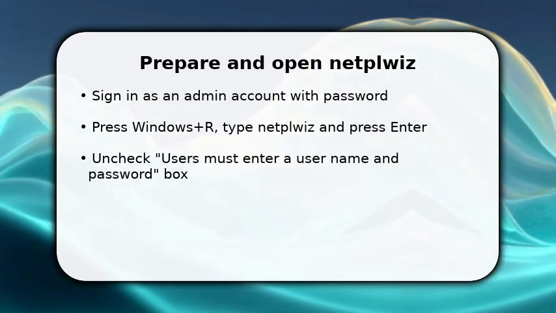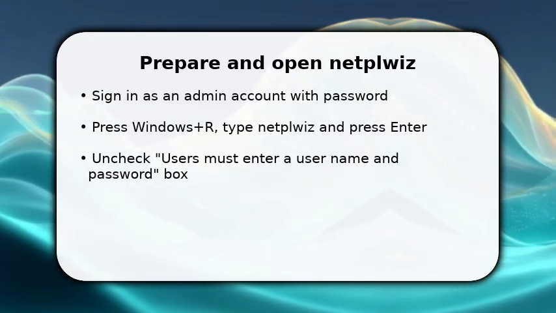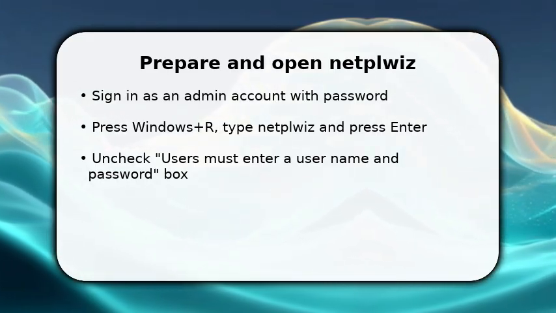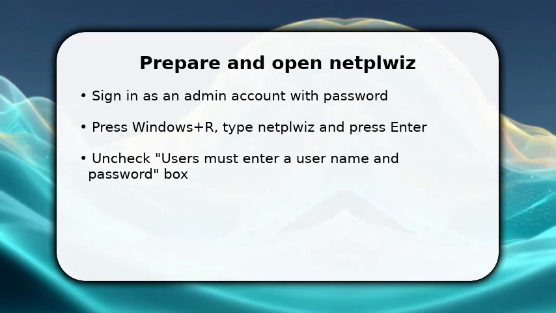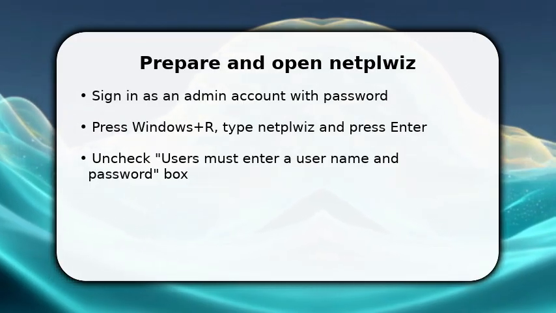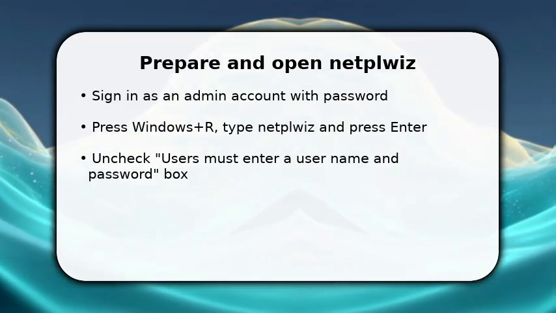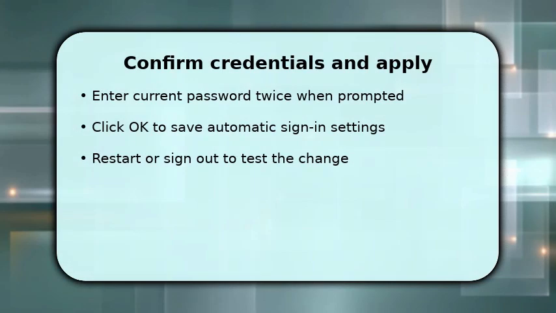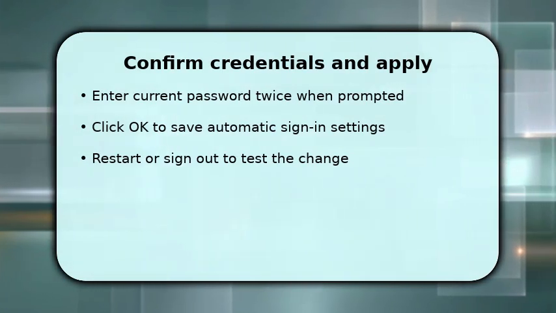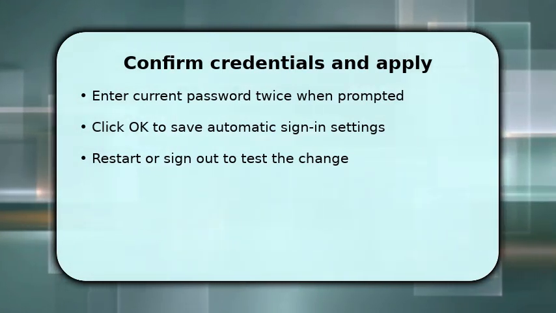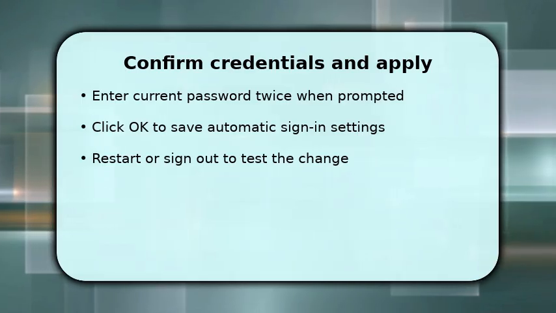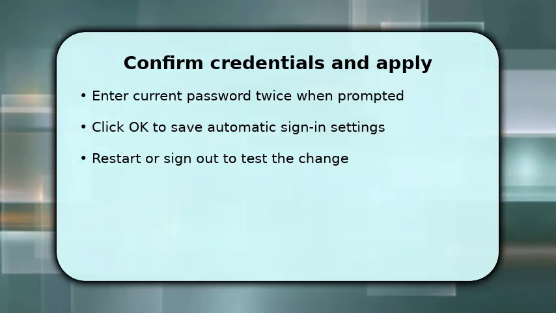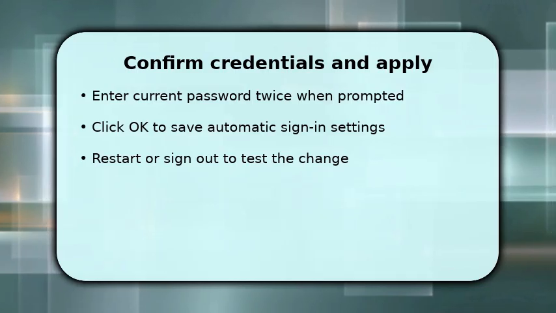Make sure the checkbox labeled Users must enter a username and password is visible. Uncheck it to begin the automatic sign-in configuration, and click Apply to proceed to credentials. When prompted, type the existing account password exactly, enter it again to confirm, and click OK. This step writes the credentials to the system so Windows can sign in automatically.